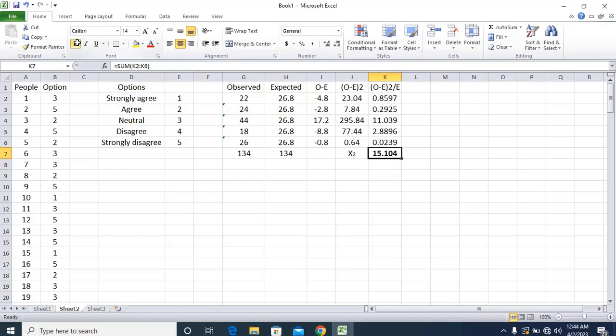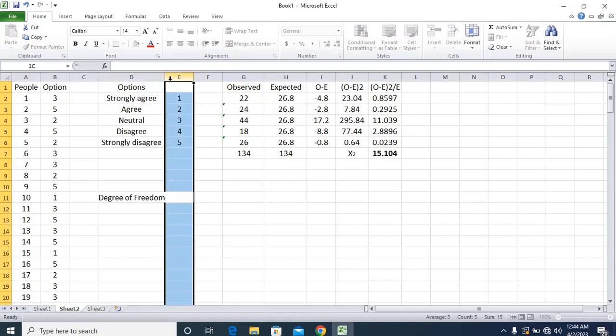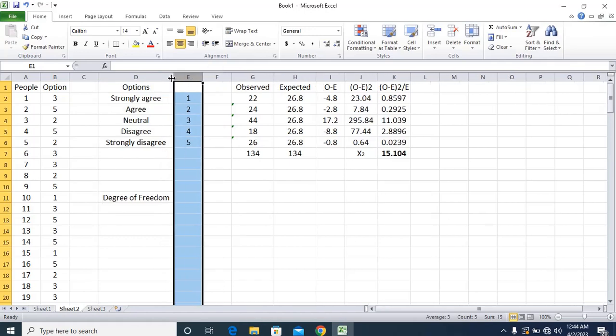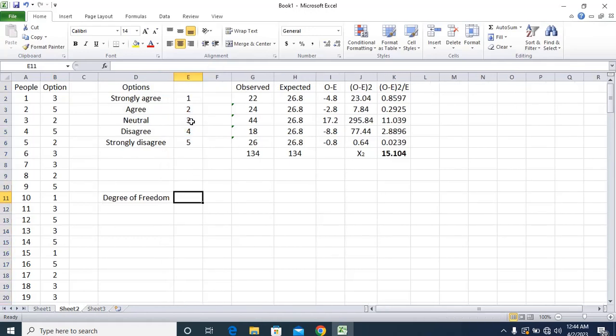We have got the chi-square value, but this is not that simple. We are also going to find out some other parameter, the degree of freedom. What is the degree of freedom and how to measure it? The degree of freedom is the total number of options minus 1. Total number of options were 5, and if we subtract 1 from 5, that is 4. This is the degree of freedom.